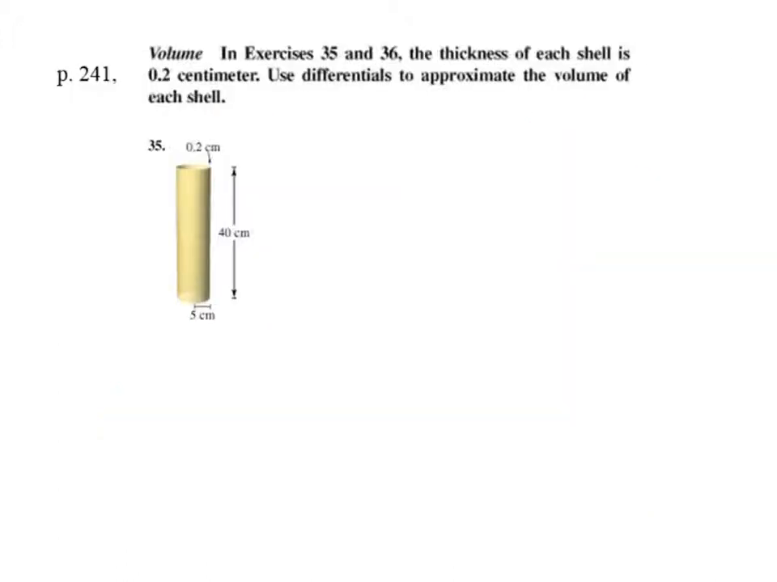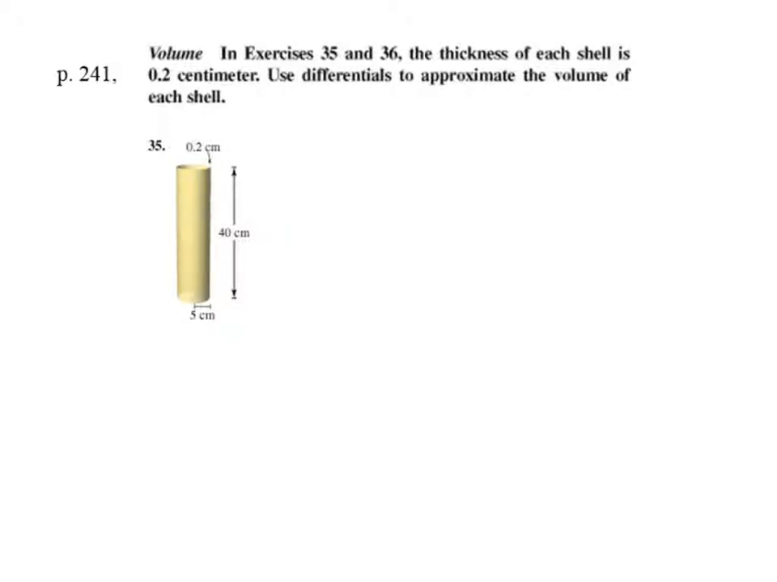On page 241, let's take a look at number 35 here. They are telling us what the thickness of the shell is, that it's 0.2 centimeters. In other words, kind of the width of the plastic that we're using here, or whatever the material is. And we want to approximate the volume of the shell. Not the entire cylinder, what it can hold, but just the volume of the material, or the plastic, that makes up the shell of this.